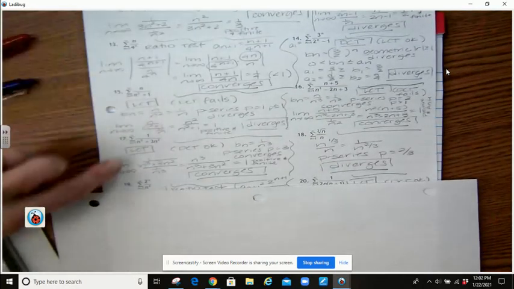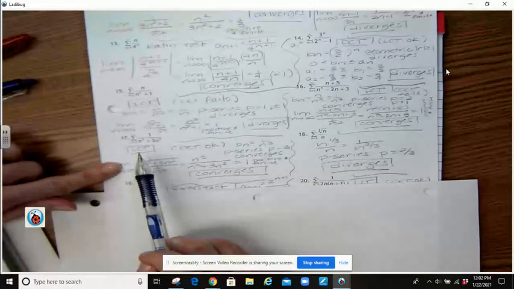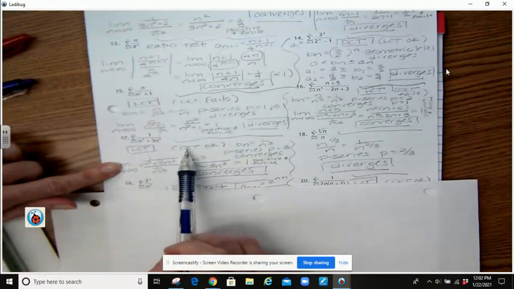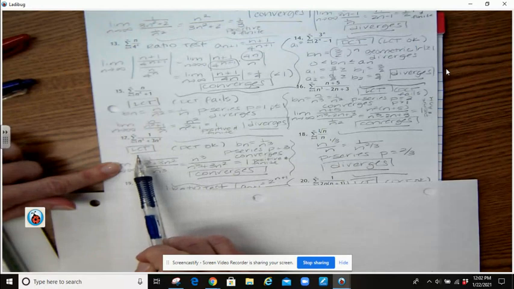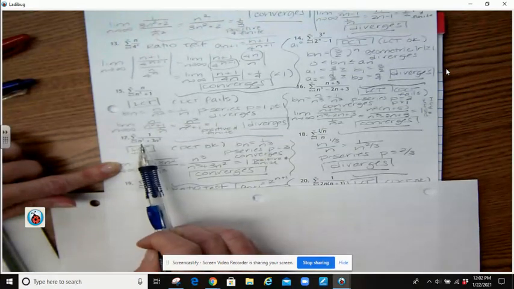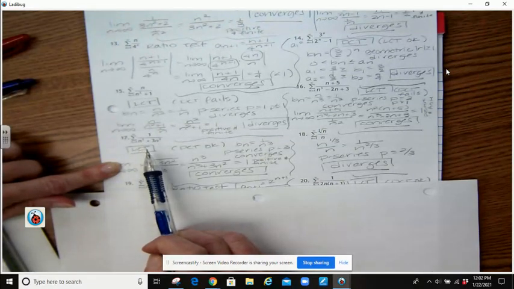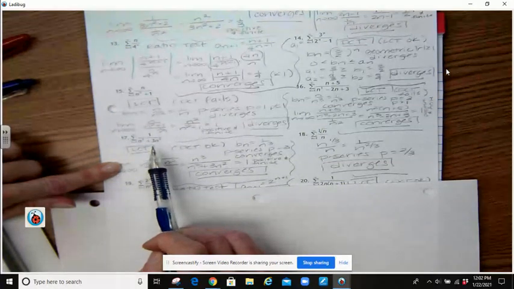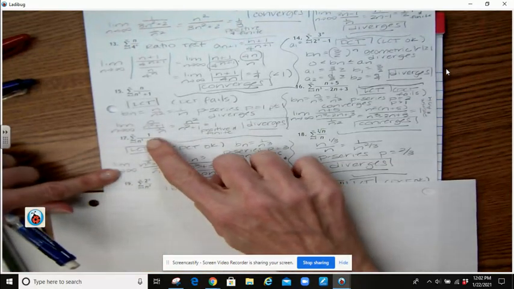For 17, you could use direct comparison or limit comparison. Again, I use limit comparison. That's one I prefer, especially if I compare it to a p-series. Again, if you think through all the other tests, you'll come up with nothing. So just like number 16, you're going to end up covering up that too.